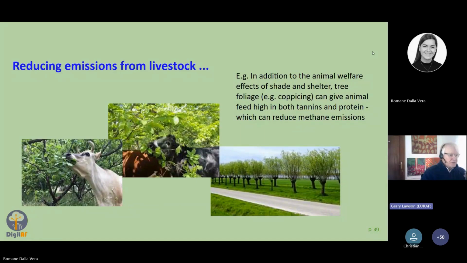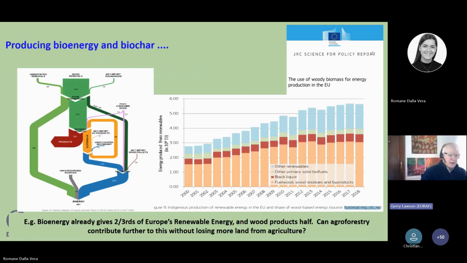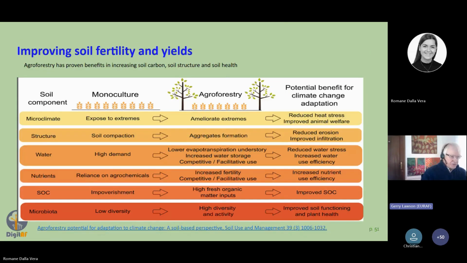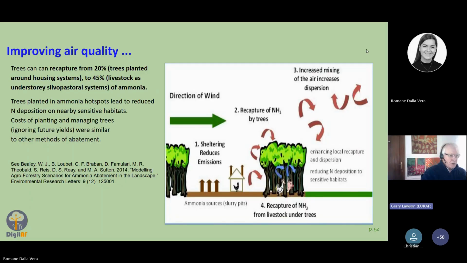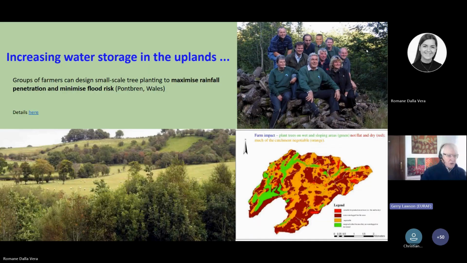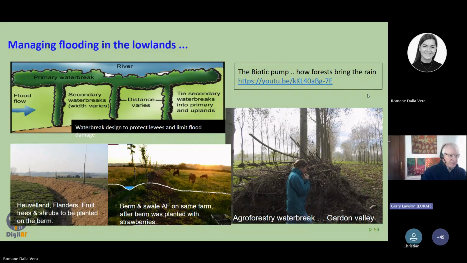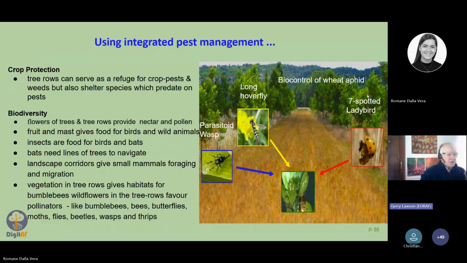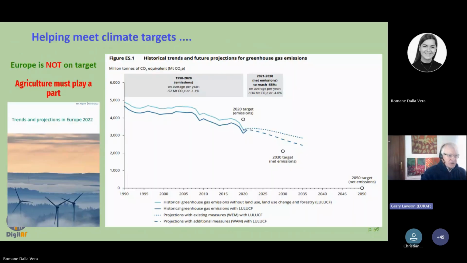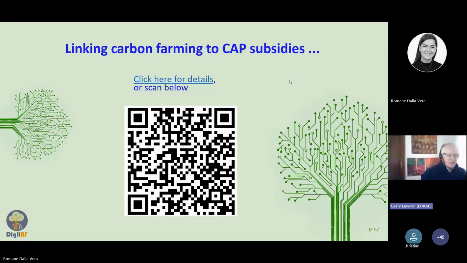These are other environmental benefits, so wind, bioenergy production, soil fertility. All these co-benefits need to be considered. Improvements in air quality through the capture of ammonia on soil canopies, increased water storage in the uplands, very important for fighting floods, potential management of floods in the lowlands, and then the use of integrated pest management. All of that is necessary as well to help Europe meet its climate targets.